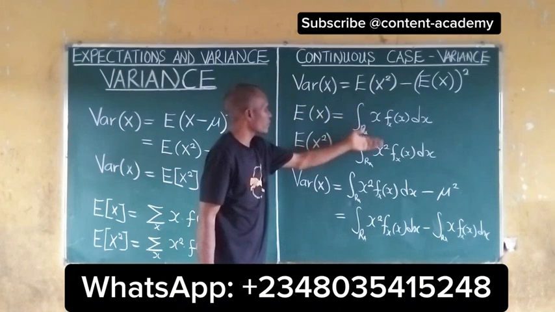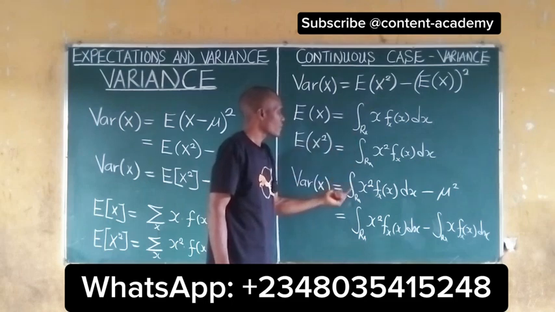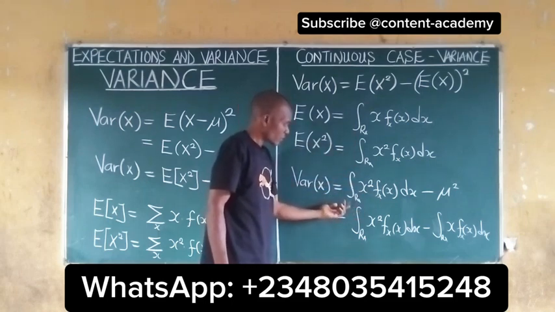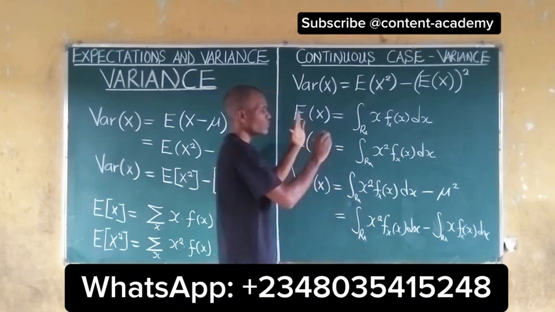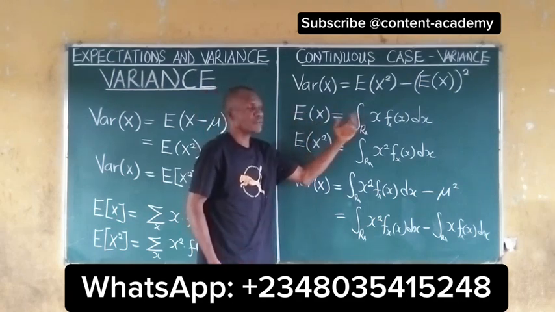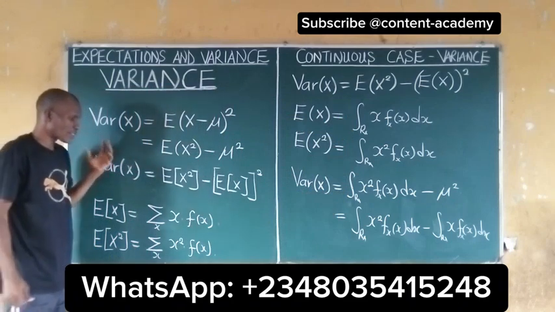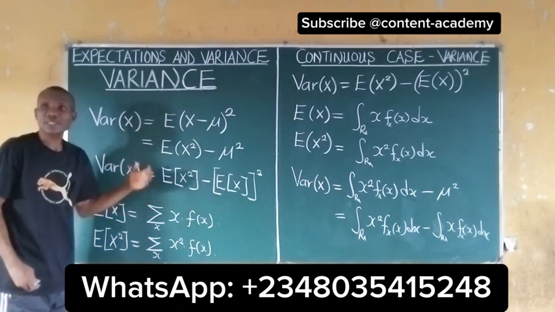So if you're using this, you have to look for your integral value and now do the subtraction. The same thing appears here. So this is just the definition for the variance of the continuous case, while this is the variance, you can say, for the discrete case.